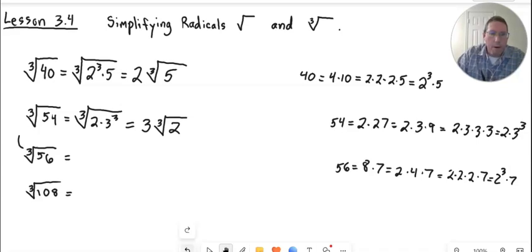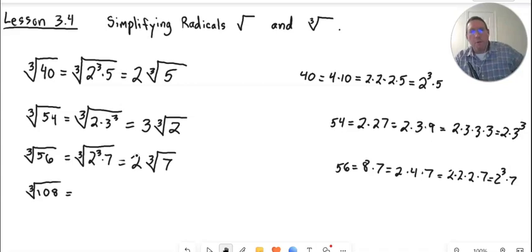Okay? All right, so we wind up with the cube root of 2 to the third power times 7. And so now the 2, the base of the third power, can come out of the radical. That's the simplification. The 2 comes out, and then we have the cube root of 7, and that is our final answer. 2 cube root of 7. Okay. Now let's try the cube root of 108 here.